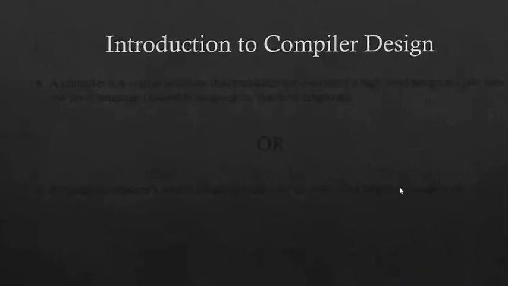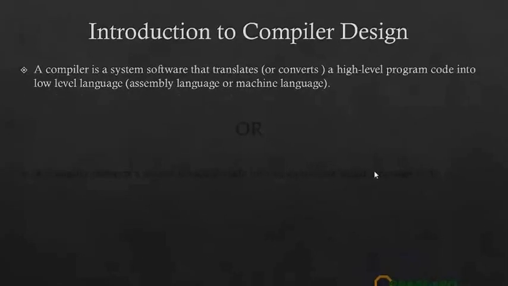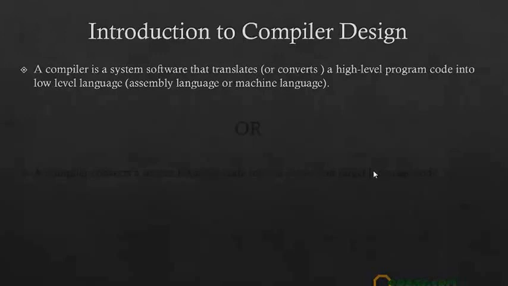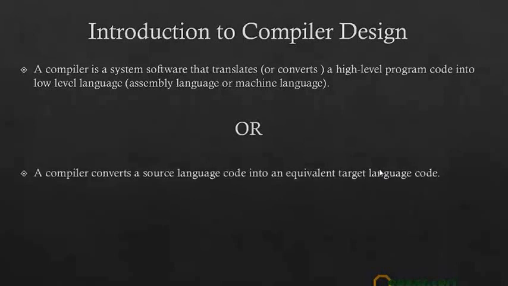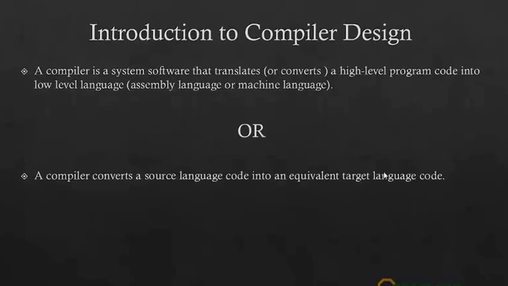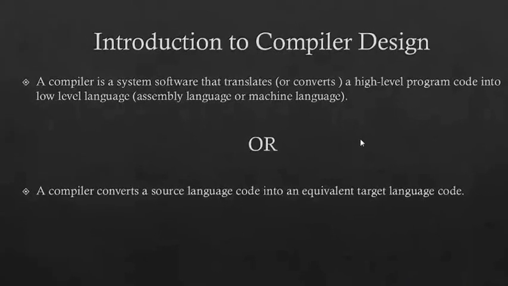A more formal definition of a compiler can be: a compiler is a system software that translates or converts a high level language program code into a low level language known as assembly language or machine language. Or we can also say that a compiler converts a source language code into an equivalent target language code. So basically the role of a compiler is to convert any program code in a high level language, we can also say source code, into the target machine code language such as assembly language or directly into machine level language.